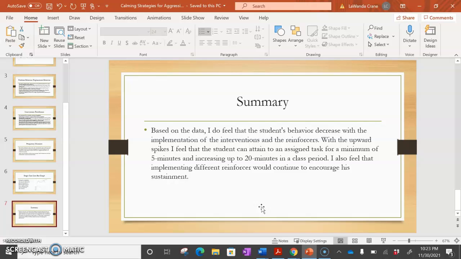I also feel that implementing different reinforcers would continue to encourage the student's sustainment with non-preferred items and his behavior getting better over time. Thank you so much.